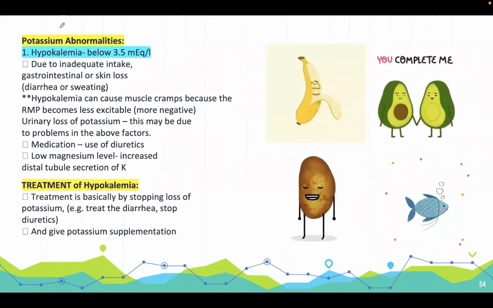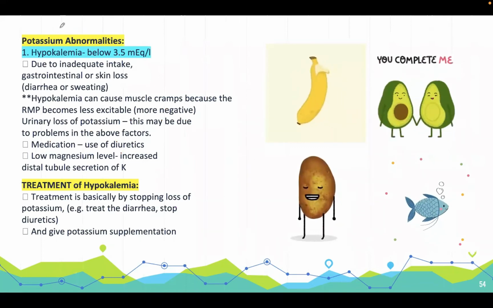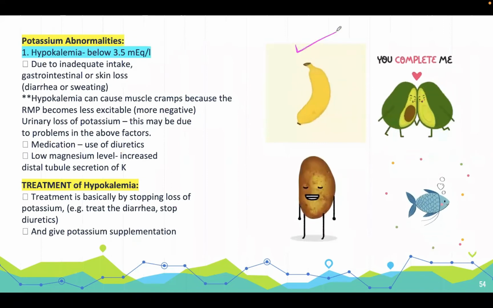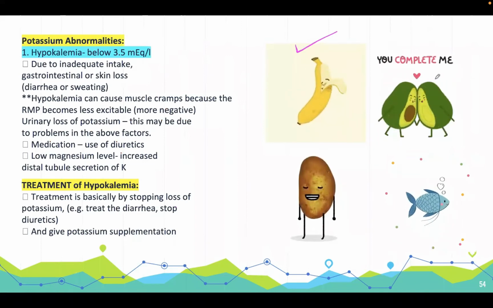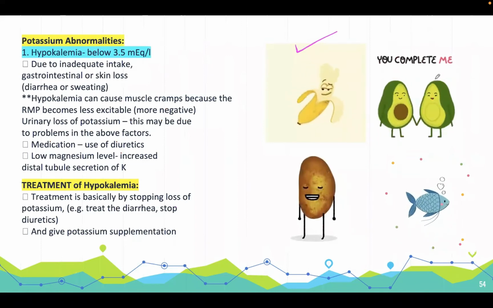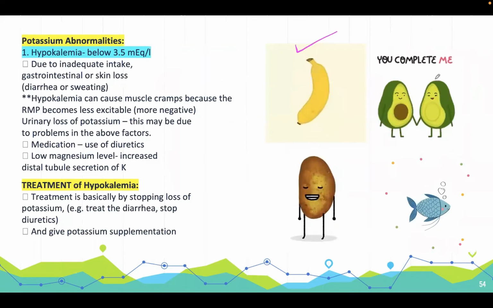So we have your potassium abnormalities. But before we discuss your potassium abnormalities, what are the food sources of your potassium? We have your banana. It is very rich in potassium. Your avocado, they're also rich in potassium. Yung mga potatoes natin. And then your fishes. Okay? So next, discuss na natin yung abnormalities.